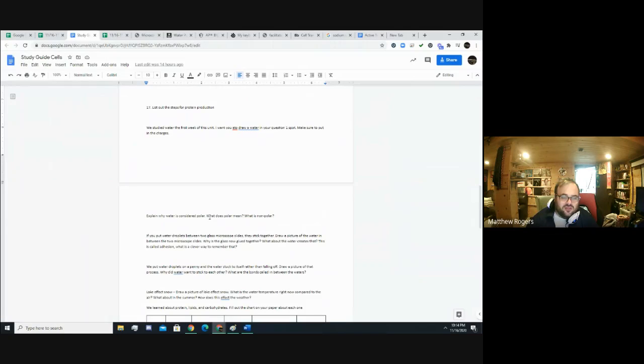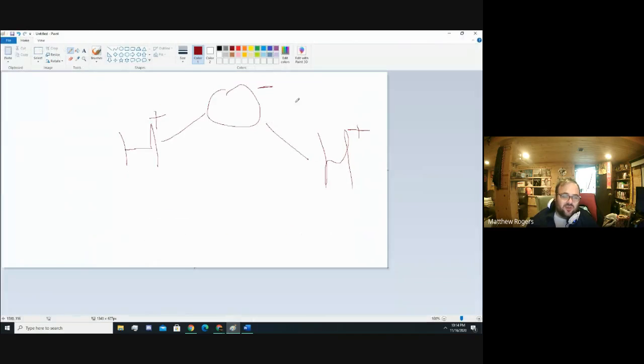Explain why water is considered polar. What does polar mean? What is nonpolar? So water is polar because it has a charge. That's what polarity means, is that you have 2 opposite ends of a charge. So that we have a negative charge here, positive here. So this is technically a positive end over here, negative end over here, makes it polar.